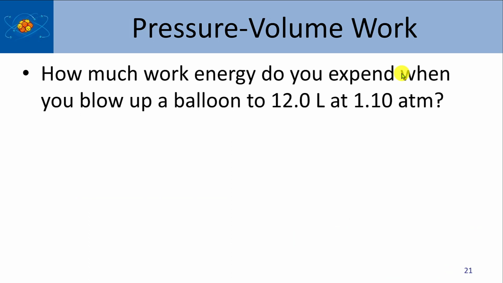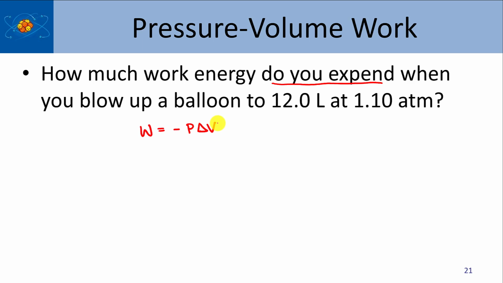Okay, so let's go ahead, and I wanted to show you quickly how you could calculate the amount of work that is done by an expanding gas. It says, how much work do you expend when you blow up a balloon to 12 liters, and that's pretty big, at 1.10 atmospheres. So you have to think about the equation. You're the system. How much work do you expend? So W for you is equal to negative P delta V.